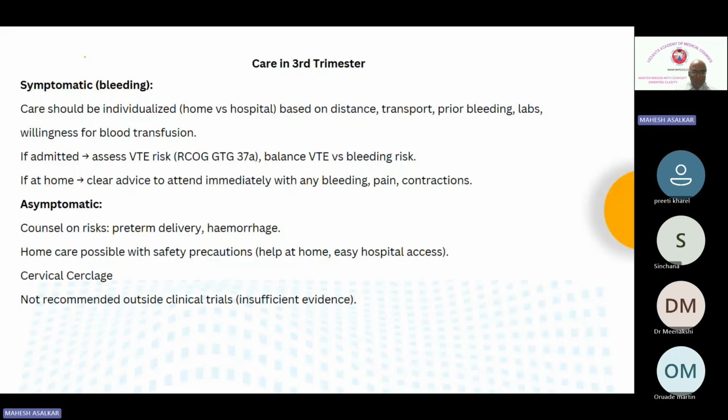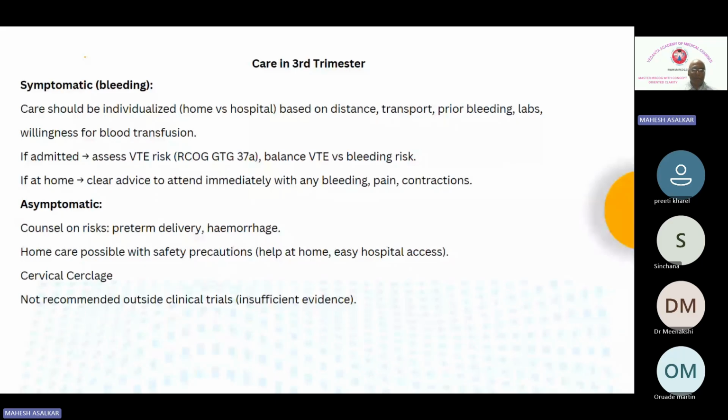If the patient is at home, you need to give clear advice to attend immediately with any bleeding, pain, and contractions. So the patient should be compliant with the advice, and they should be warned that they must report to the hospital if there is any bleeding, pain, or contractions.